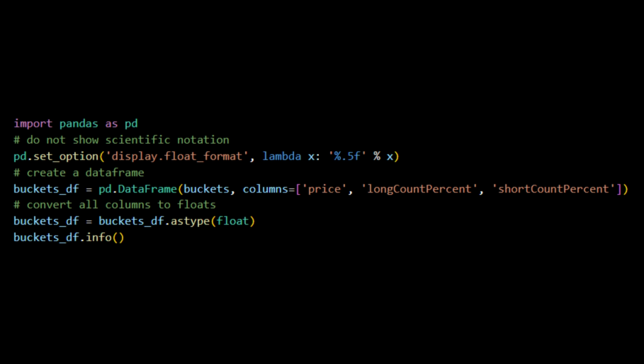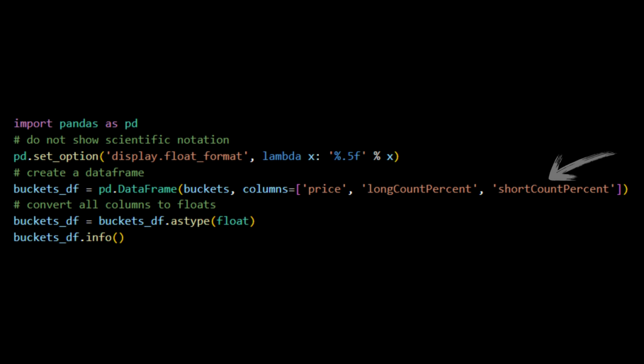Using the powerful Pandas library, known for its efficiency in handling and analyzing data in Python, we start by creating a data frame from the buckets data we previously extracted from Oanda's Orderbook. Firstly, we ensure that our numerical data is displayed in a human-readable format, avoiding scientific notation, which can be less intuitive to interpret. We achieve this by setting a global option in Pandas to format floating-point numbers to display with 5 decimal places.